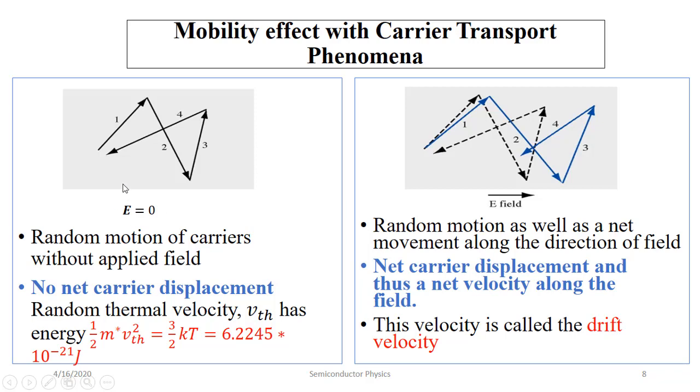So we know our thermal energy should be equivalent to 3/2 times kT, because we are going to have 3D motion. So this is about 6.2245 × 10^-21 joule.